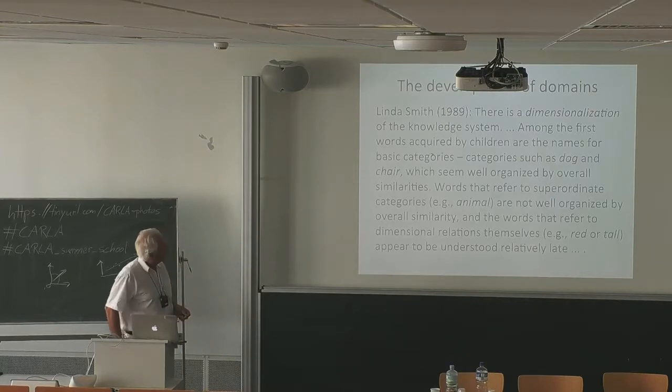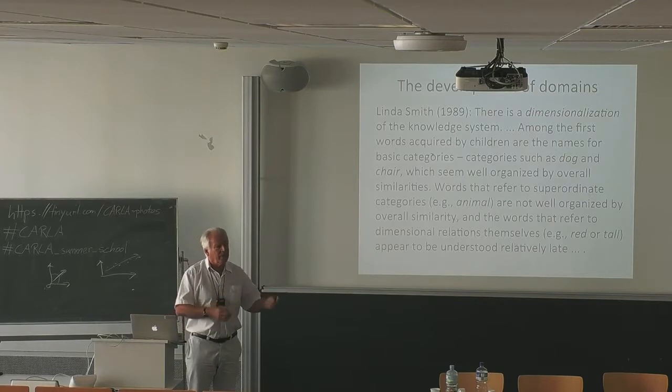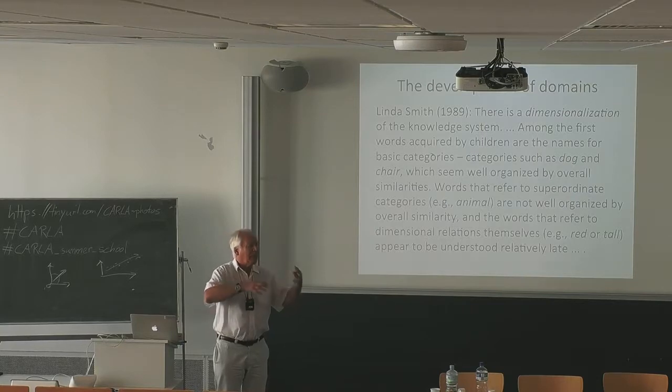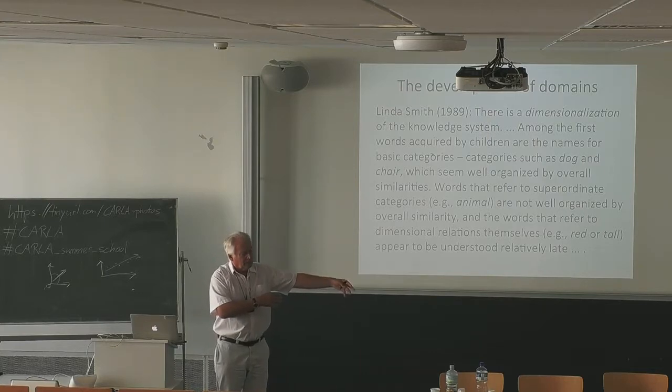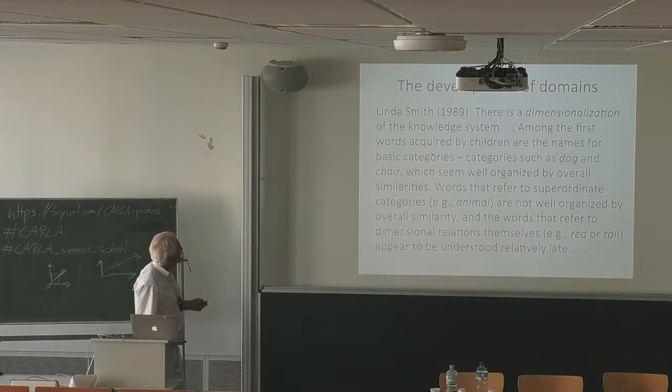Linda Smith has argued that when we start learning about words, children learn nouns earlier than they learn adjectives. And the reason is that they see some kind of correlation between properties. A cat has some kind of mixture of properties that makes it a cat, distinguished from the properties of a dog. And they are well organized by overall similarities, I mean, similarities across a number of domains. And then words that refer to superordinate categories, like animal, are not well organized, so they are learned later.